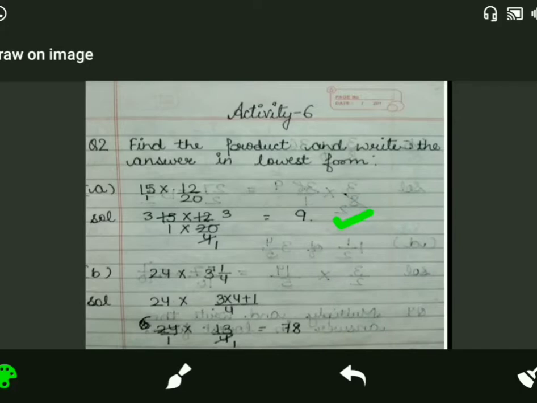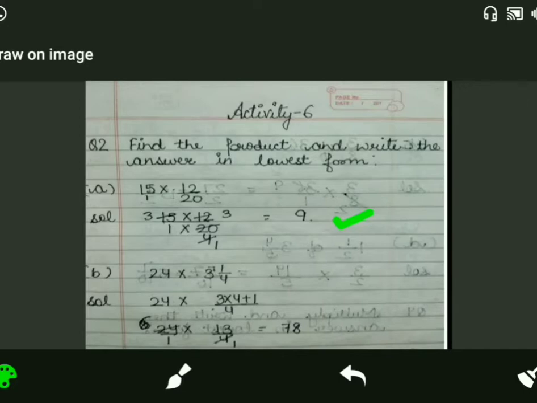Now 24 and 4 come in one table. Yes, that is the 4 table only. So you cut the 4 and in place of 4 you write down 1, because 4 1s are 4. And in the 4 table, 24 comes at the 6, so you write 6 on the side. And now 6 and 13 you will multiply. The answer will come 78. And students, one more thing: if down in the denominator nothing is written, then in place of that you will write 1.